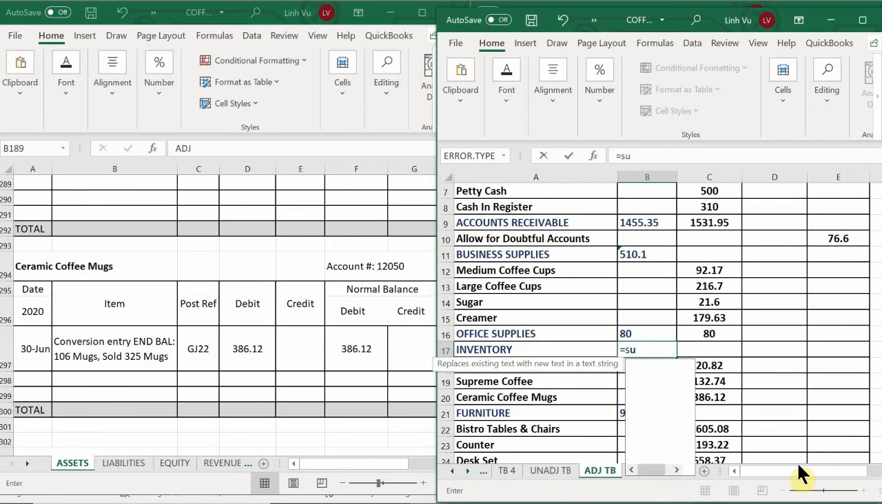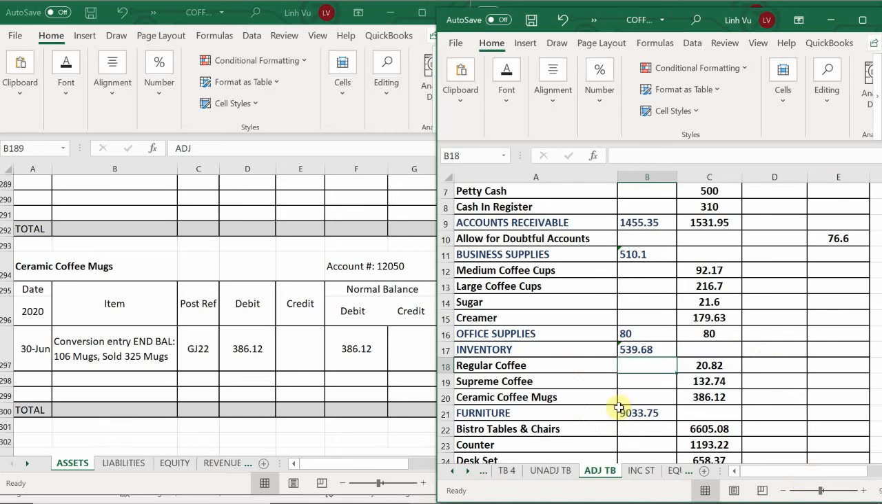So I'm going to do equal sum. It's going to be my regular coffee, supreme coffee, and the mugs. So I have $539.68 worth of inventory.